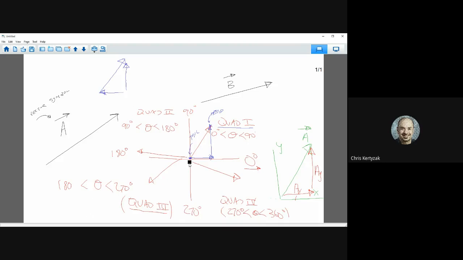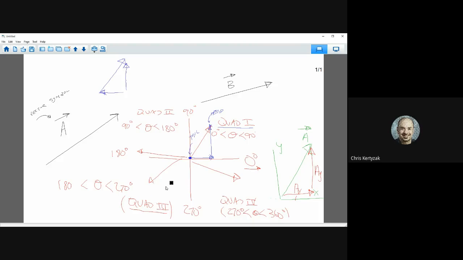So always, again, think of starting at the very bottom of the vector, the tail, and you're drawing two perpendicular lines, one along the x-axis and one along the y-axis, to get to the head. So in this case, for quadrant 1, you have a rightward component for the x component and an upward component for the y component.